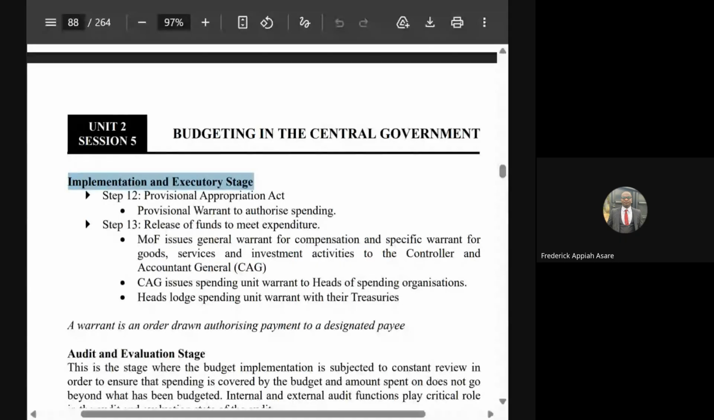which is the third stage. And in it, we have step 12, which talks about the provisional appropriation act, when they realize that what they included in the budget is way below what is actually happening. They will do provisional warrants to authorize spending. Step 13 is where they release funds to meet the expenditure.